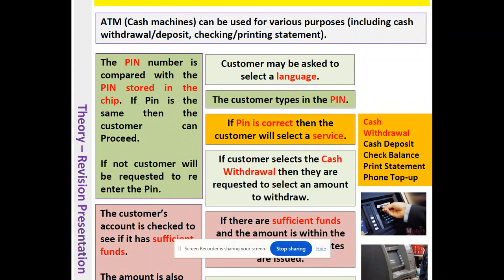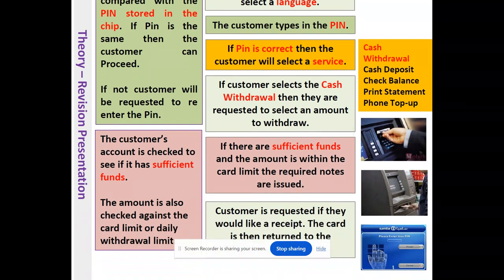When you enter the PIN, it is compared with the PIN stored on a chip. If the PIN is the same, then the customer can proceed. If not, the customer will be requested to enter the PIN again. Obviously, many incorrect attempts may cause your card to be blocked, or the card may not be returned. So let's say we've entered the correct PIN. Then the customer will select a service. You can withdraw cash or deposit cash, check your balance, print your statement, or top up your phone.